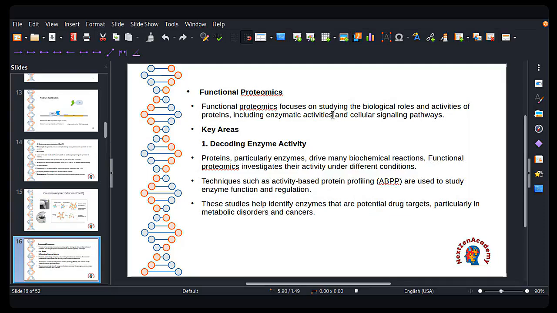Here we are focusing on studying the biological roles and activities of proteins, including enzymatic activities and cellular signaling pathways. What are the key areas? Decoding enzyme activity. So there are different enzymes which are proteinaceous in nature, right? So proteins, particularly enzymes, drive many biochemical reactions. Functional proteomics investigates their activity under different conditions.